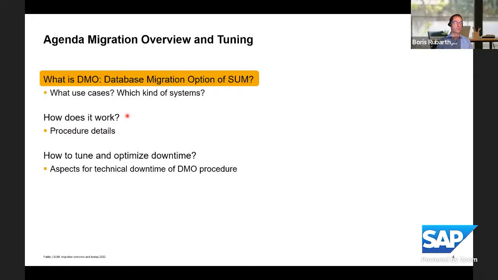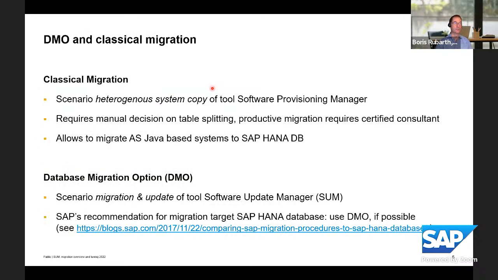So let us start. You see here the abbreviation DMO. That is for database migration option. That's a feature of the Software Update Manager to execute a database migration of an existing SAP system. And we are going to introduce this now.